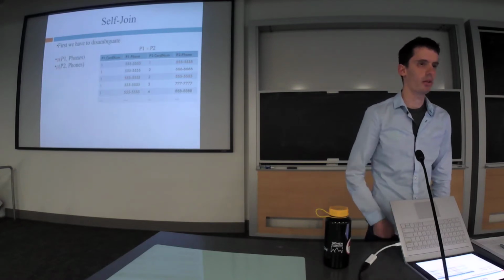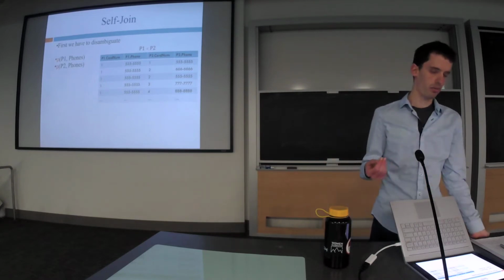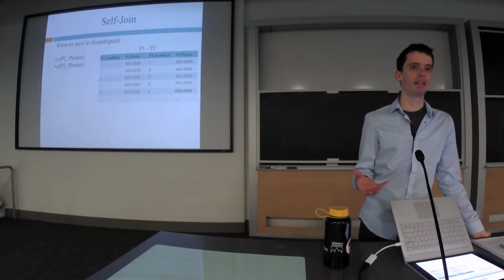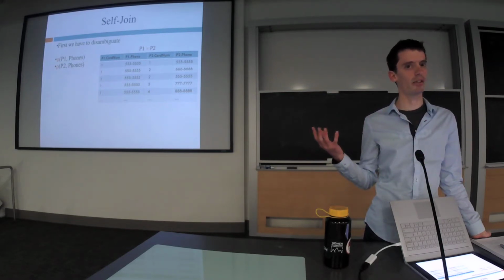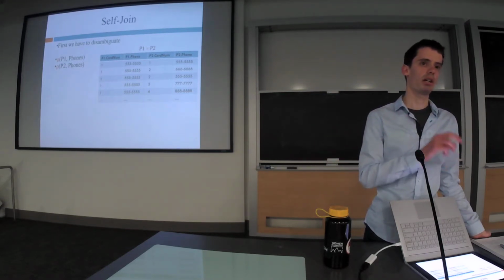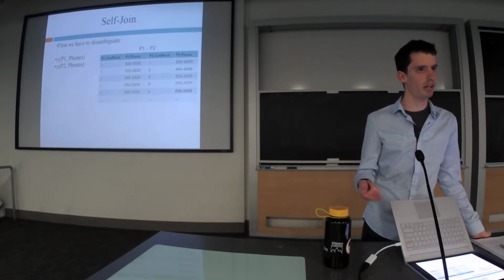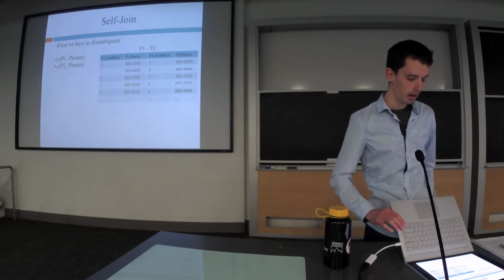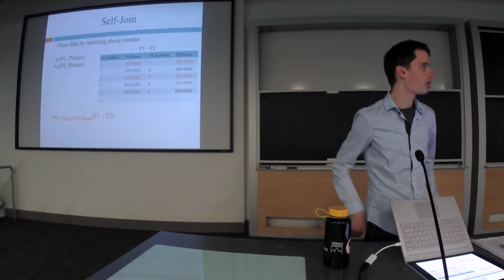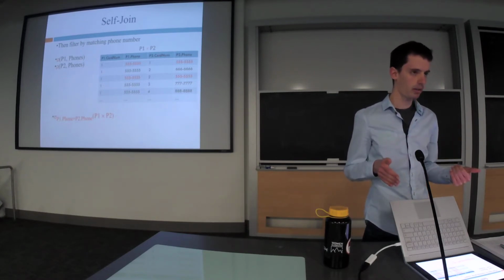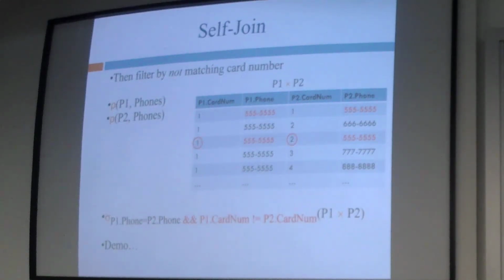So we'll work through it in relational terms first. The first thing we have to do is just rename this table. I'm saying phones is now P1, and I have another copy of phones, which is called P2, just to give them different names. Now my column headers are unique, P1.cardnum and P2.cardnum. Then I can start filtering by where the two phone number columns match, and then filter by where the two card numbers do not match.